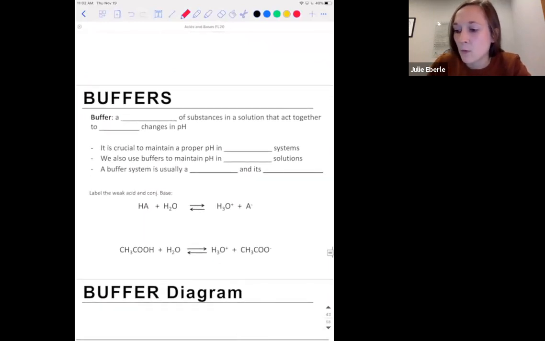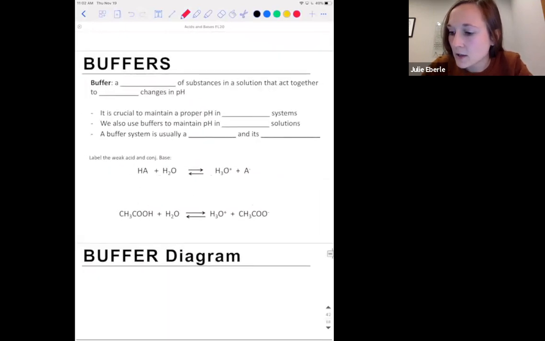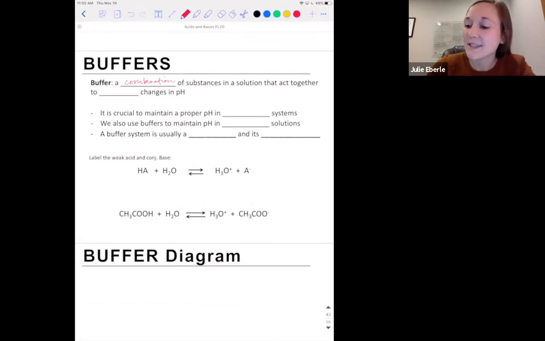So let's define what a buffer is. It is a combination of substances in a solution that act together to resist changes in pH. Okay, buffers want to maintain a pH. They want to stabilize a pH. They don't want pH to change.